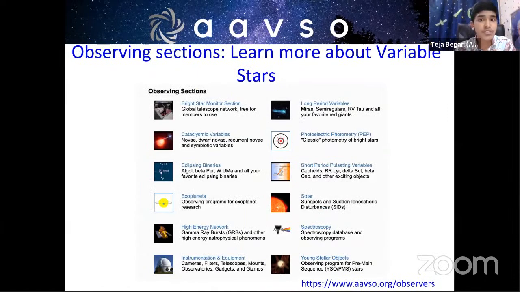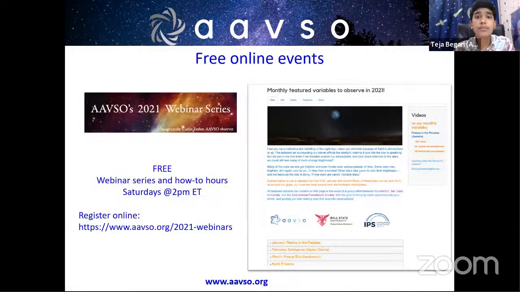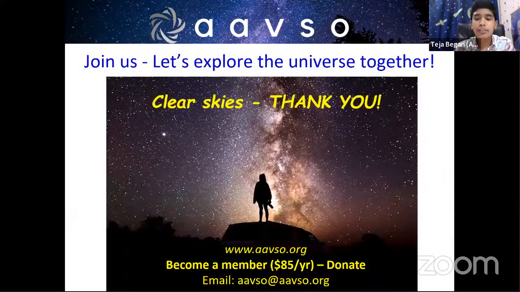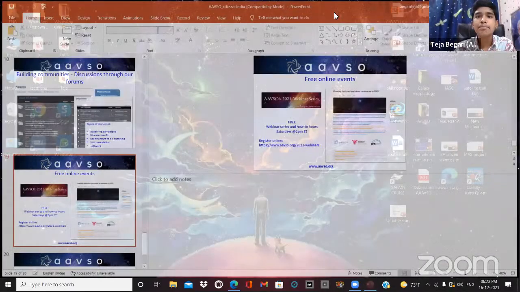And we have observing sections where we can learn much more about variable stars. You can ask your questions in the discussion forums, and of course, you have free online events. With this, I would like to stop my presentation. So that was a small presentation on astronomy and variable star astronomy, which is what I basically did.